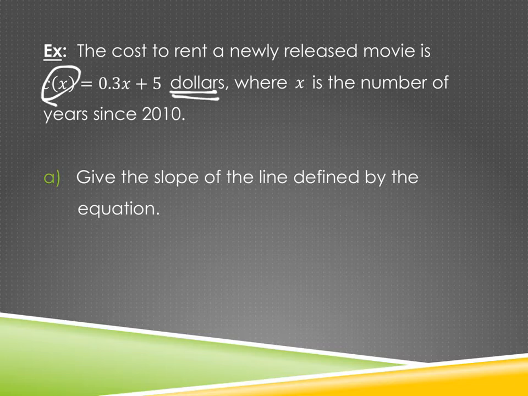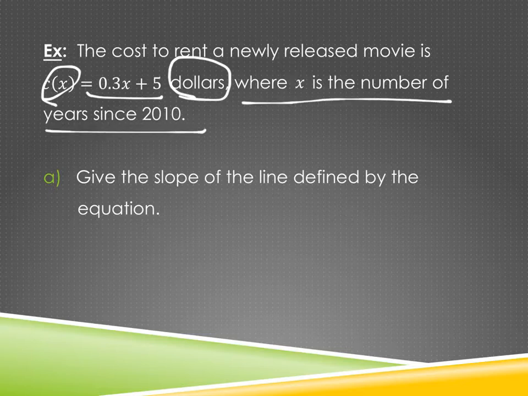The next thing you actually see is the equation. Then you see what the output is. The output of this equation is dollars. So they write down dollars. And then they describe the input. The input is the number of years after 2010. It's absolutely critical that you write that.